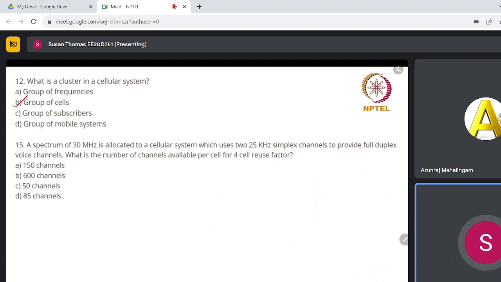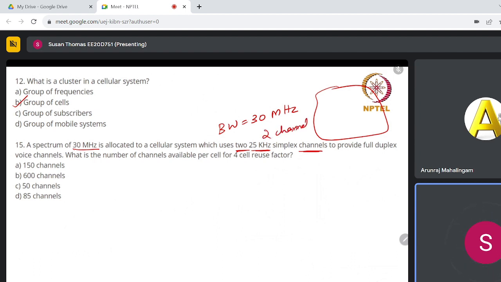Now, there is a small numerical based on cellular communication. A spectrum of 30 megahertz is allocated to a cellular system. So you have some 30 megahertz total, a bandwidth of 30 megahertz in total being given to a big cellular system. Now there are two 25 kilohertz channels. I have two channels, each of them 25 kilohertz.